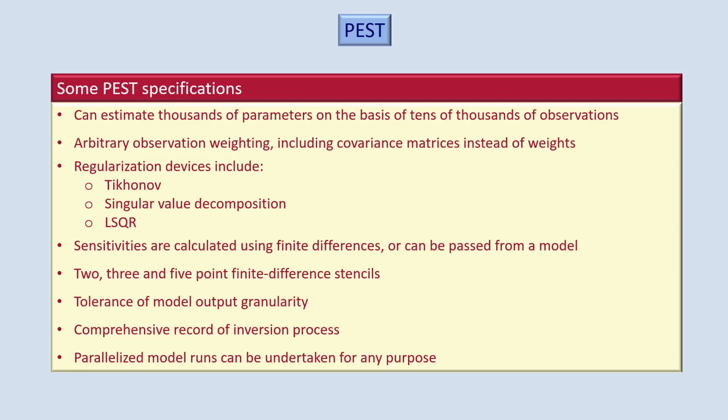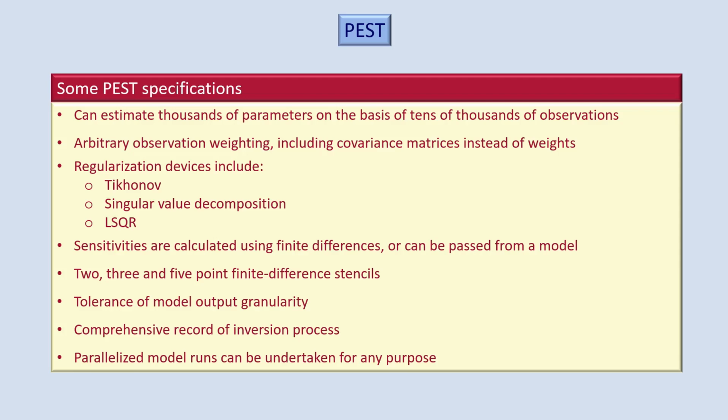These sensitivities can be supplied by the model itself if the model can calculate them, or, as in most cases, PEST can calculate sensitivities using finite parameter differences. In doing so, it can use 2, 3, or 5-point stencils for the parameters. PEST has a reasonably high tolerance for granularity of model outputs, born perhaps of numerical difficulties that the simulator encounters in solving its system state equations.